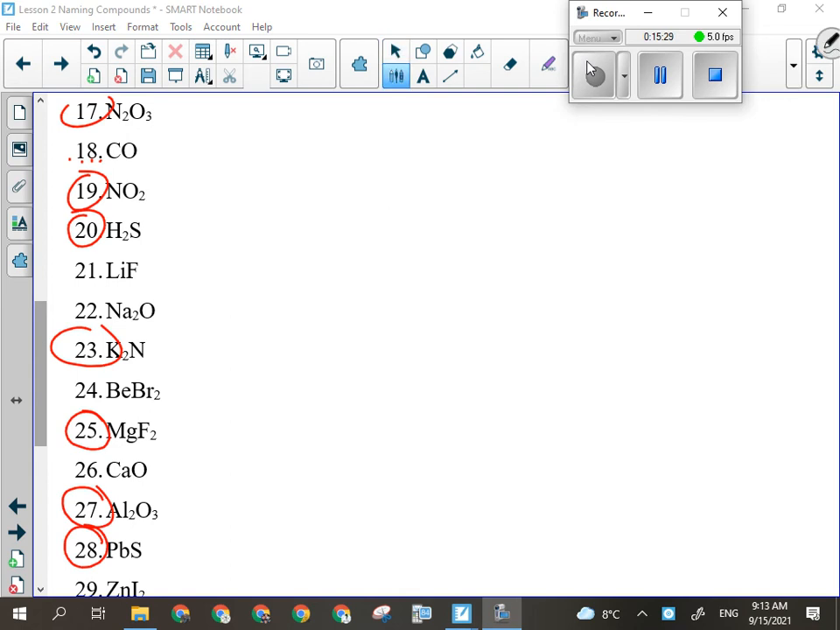Okay, so for number 17, I've got nitrogen and oxygen. Is that ionic or molecular? It's molecular. They're both nonmetals. So I'm going to name the first nonmetal exactly as it appears on the periodic table, nitrogen, but how many are there? 2. What do I need to put in front of it? Di, right. I've got to have a prefix because this is molecular. All right, so I've got dinitrogen trioxide. Okay, second nonmetal ends in ide. Second nonmetal always ends in ide that finishes a compound.